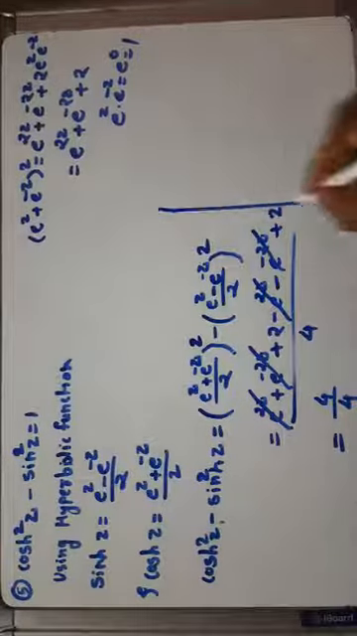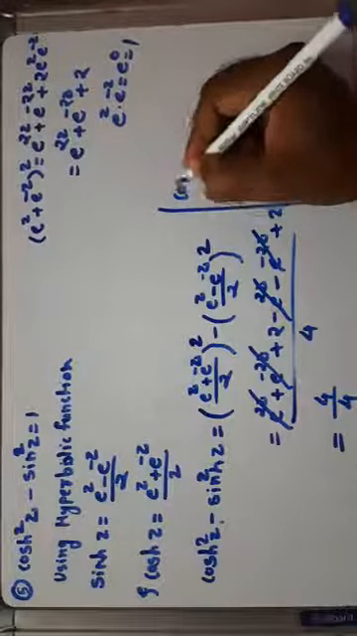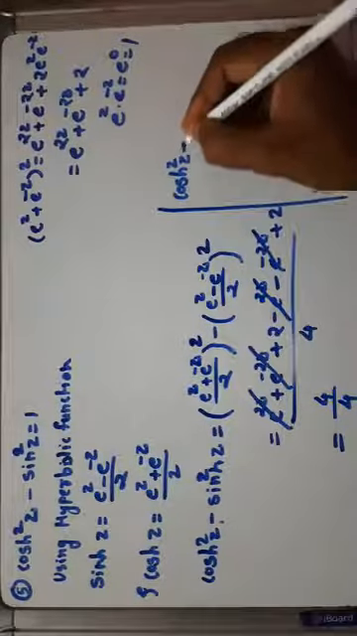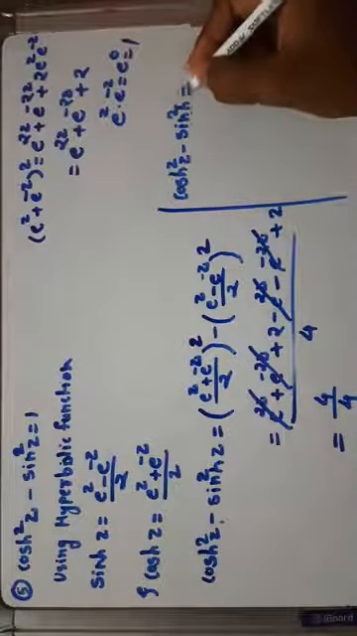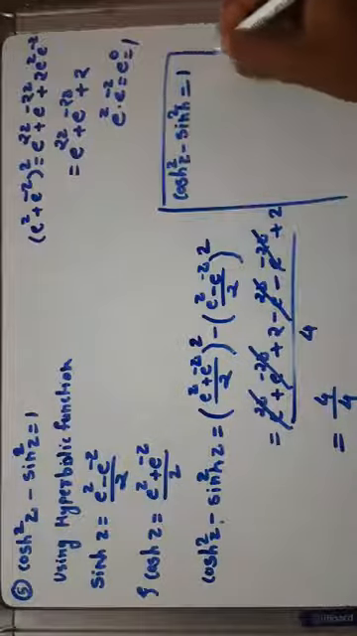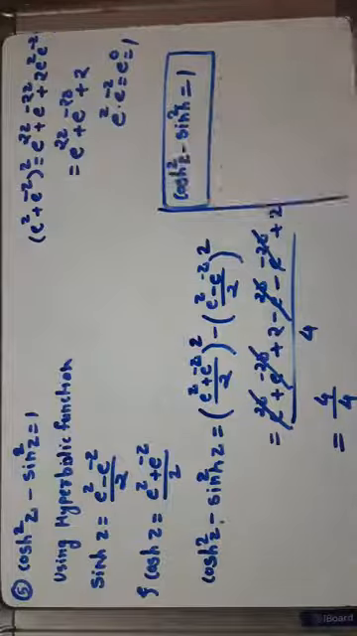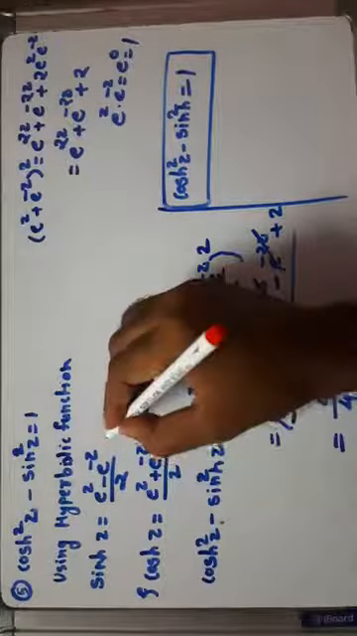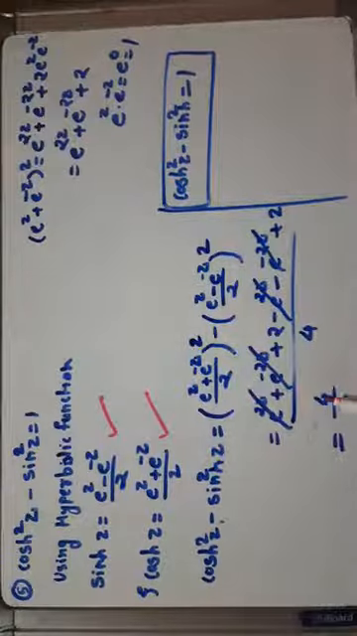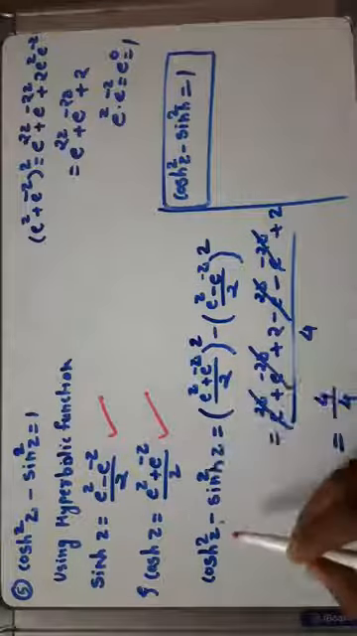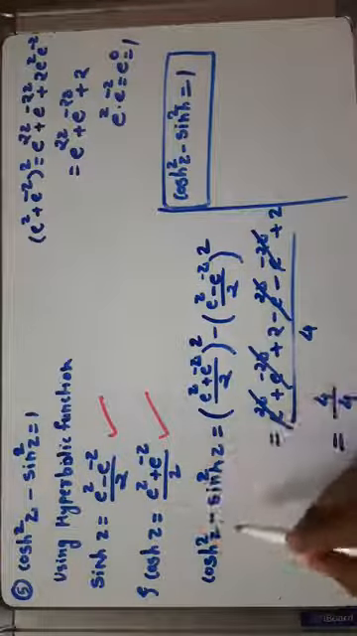That means in here that cos square z minus sin square z is equal to 1, and hence proof. And we prove this property very simple here. In this property we use the hyperbolic functions sin z and cos z, right? Then we square and subtract the above two hyperbolic functions.